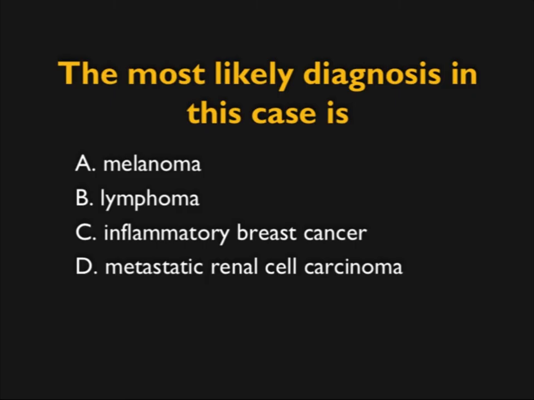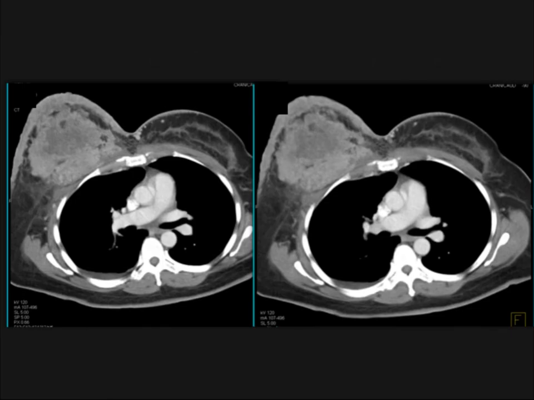This is an impressive case. The patient has a large breast mass. There's skin thickening. There's soft tissue thickening. There's nodes. This is just a very aggressive tumor. I've seen melanoma go to the breast, and I've seen lymphoma involve the breast, and I've even seen metastatic renal cell carcinoma, and we mentioned this previously.